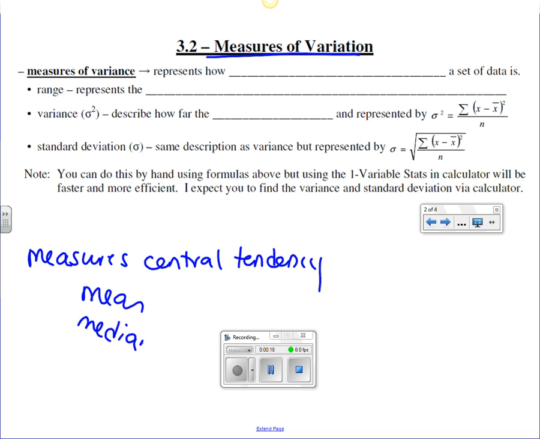Okay, so this is different. This is measures of variation, and that is the range, the variance, and the standard deviation. So those are the three things we'll be doing today. Okay? All right. Measures of variance represent how spread out a set of data is.